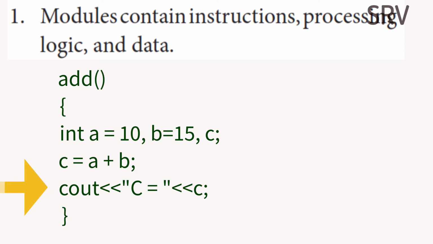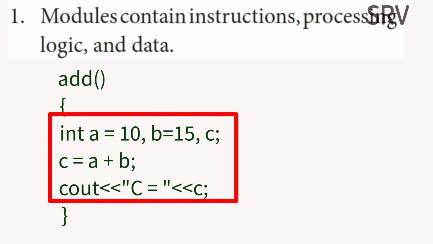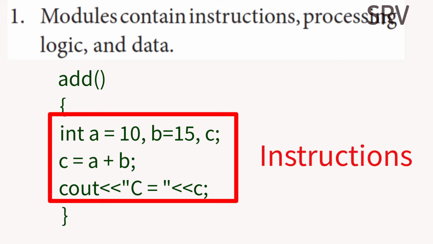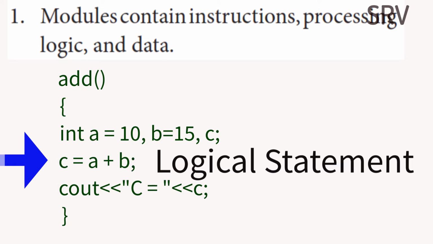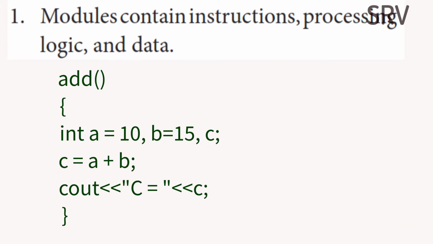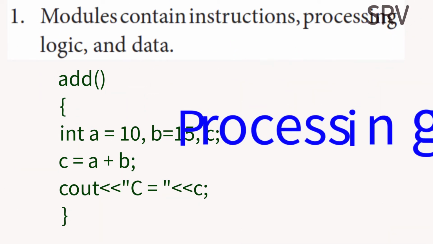Here we have 3 statements. These 3 statements are called instructions. The processing logic is the statement that holds the purpose of the module. That is, here c is equal to a plus b is the logical statement which tells the compiler to add the values in the variables and store it in the variable c. This statement is called processing logic.